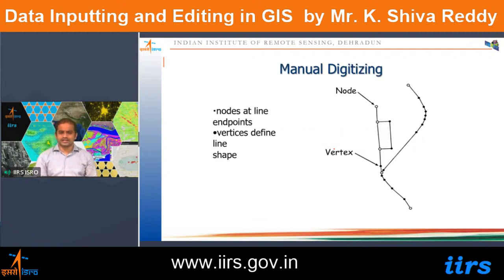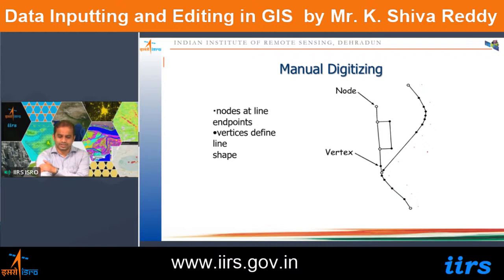So we'll go in detail about how we do the manual digitization. In the digitization, it is nothing but from the geometry, right? In the geometry, what we'll do is we create a point, right? So from the points, by joining the points, you create a line, and by joining the lines, the polygon can be created. So each point which we create while digitizing is called a vertex, right?